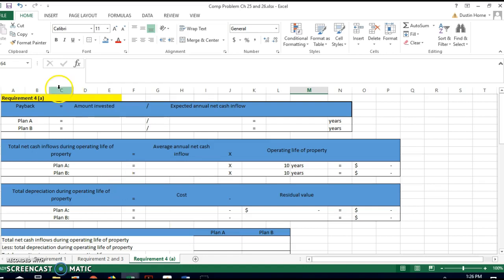So the first thing that you need to do is figure out how many years it would take to pay back what you invest. So you put the amount invested for Plan A and the amount invested for Plan B.